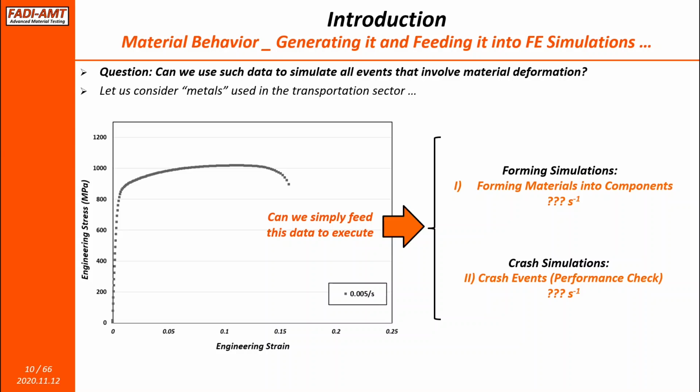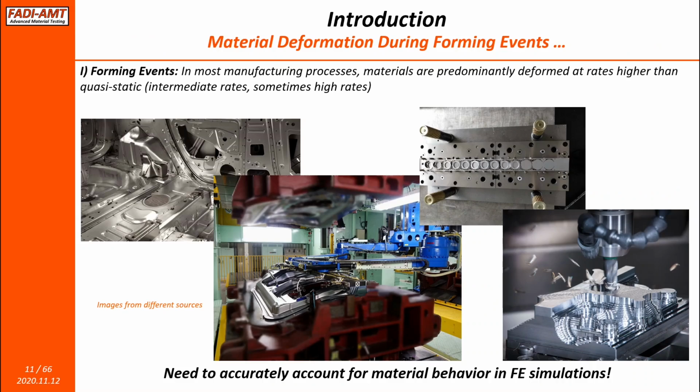To answer this question, we will focus on metals in the transportation sector, maybe automotive, and look at two very important events: the forming events, and second, crash events. If we take a closer look at forming scenarios, we have stamping, progressive stamping, machining, forging, and so on. All of these forming events typically involve material deformation at rates that are higher than quasi-static. In some cases, actually, they're almost into the high rate regime, such as machining.